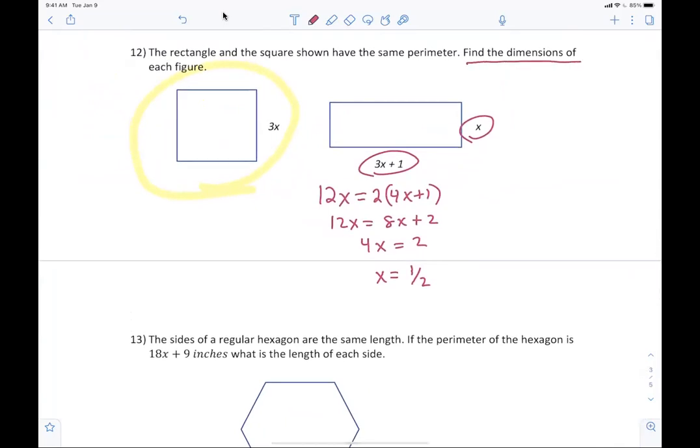Now we got to answer the question. Find the dimensions of each figure. So the square side is 3x. So what is the square's dimension? 3/2. That's what I would want you to say. 3/2. Right? And this would be 3/2. What is x? What's 3 times 1/2? 3/2. Very good.